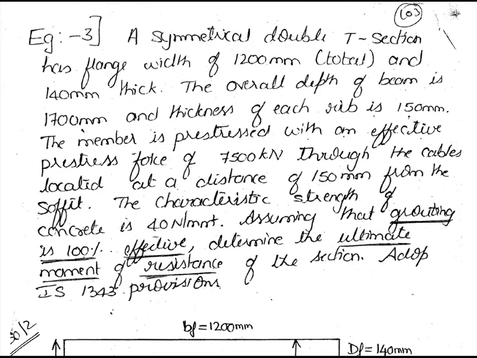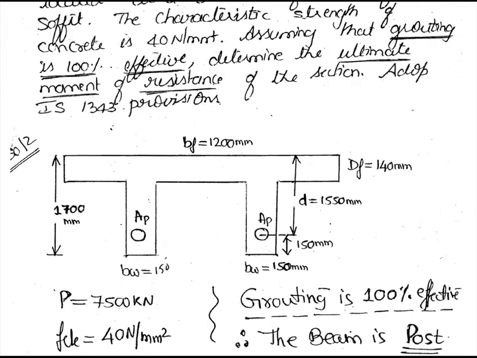So here you can observe in the question, they have given, assume that grouting is 100% effective. So they have done the grouting for the duct. So grouting ಮಾಡಿದ್ದಾರೆ ಅಂತ ಹೇಳಿದ್ರೆ ಅದು ಯಾವ್ದಾಯ್ತು, post tension beam ಆಯ್ತು. As well as grouting ಮಾಡಿದ್ದಾರೆ ಅಂತಂದ್ರೆ ಏನಾಗುತ್ತೆ, it is effectively bonded. So we will be looking at the table number 11. So table number 11 ನ ನೋಡ್ತಿರ್ತೀವಿ.